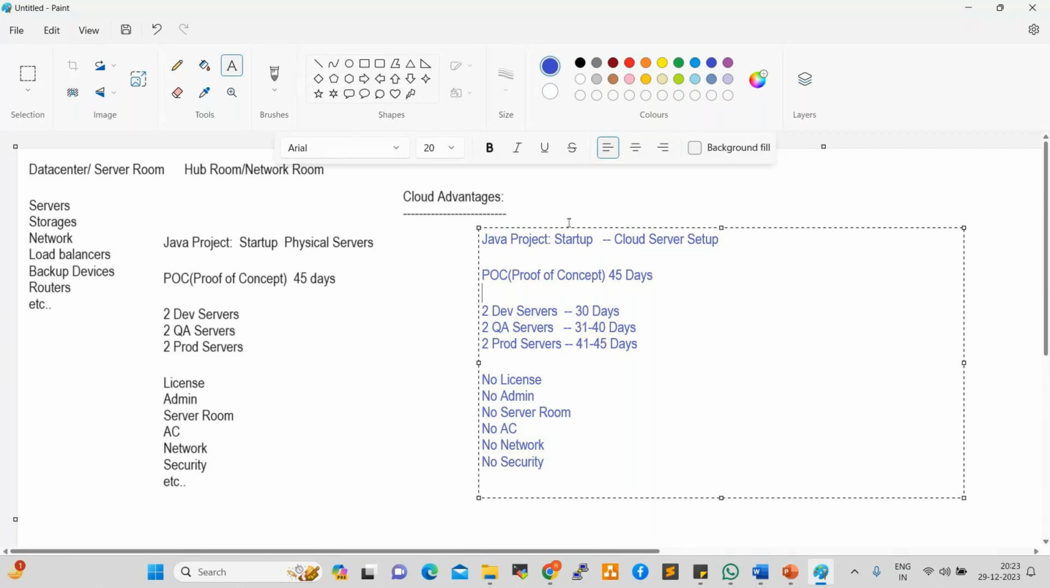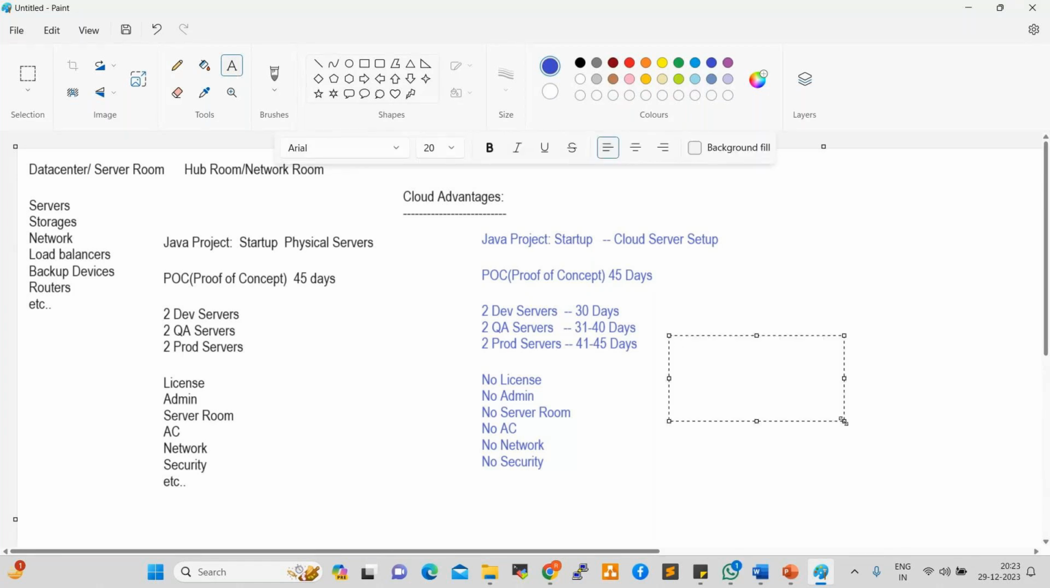For example, if the client approves, it is fine. Or else, in a cloud environment, for example, $100 will be wasted if the client rejects this POC. Whereas in a physical environment, if the client rejects this POC, $500 will be wasted, because this is a physical setup. So these are the advantages of cloud environment.